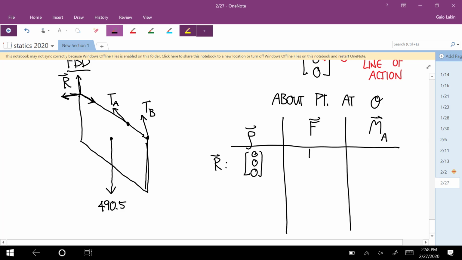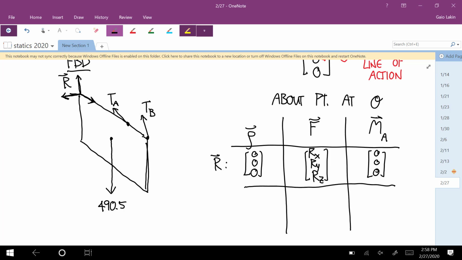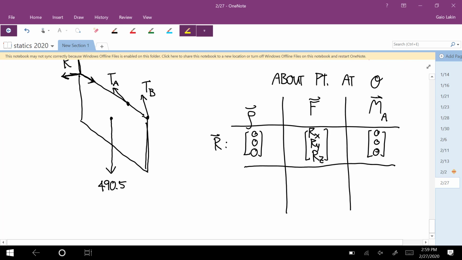The force vector is Rx, Ry, Rz. And the moment is 0, 0, 0. We do, yeah, because our 6 equations are going to come from the 3 components of the force equation and the 3 components of the moment equation. Okay, so now let's go to the weight force.